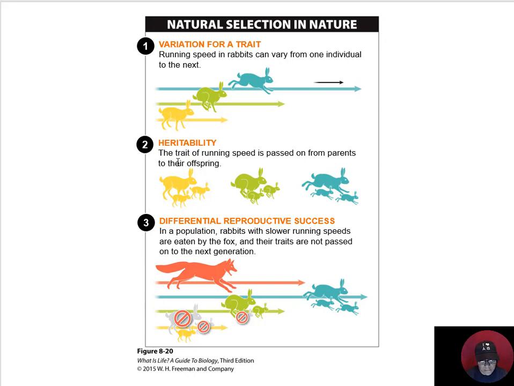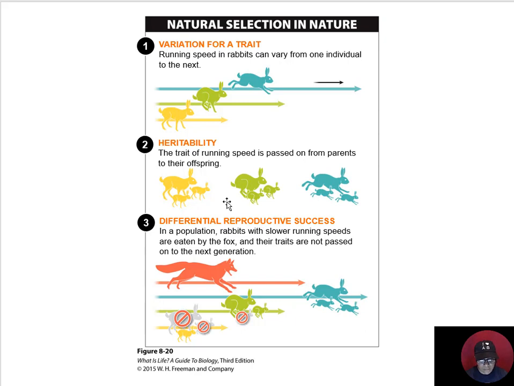So this trait has to be heritable, right? When we're talking natural selection, there has to be variation of that trait. There have to be different alleles. They have to be heritable, so they have to be passed down to the offspring, which we can see here: when we have the yellow allele, the offspring also have that same slow running yellow allele. Same thing with the green allele. The offspring also have this moderate speed running green allele. And the teal color allele, the offspring also have the super fast running teal allele.